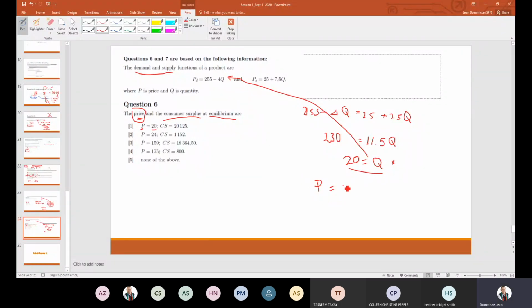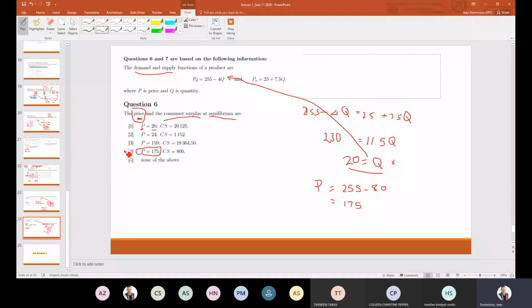So 255 minus 80 will give me the price where we are sitting with a consumer surplus. So that is 175. Okay, so we haven't even calculated for consumer surplus, but there is my price already.